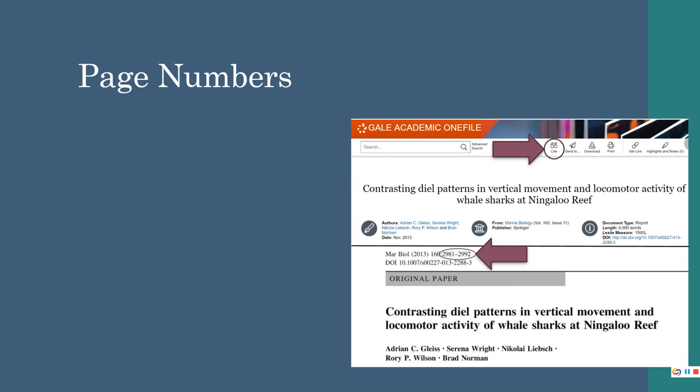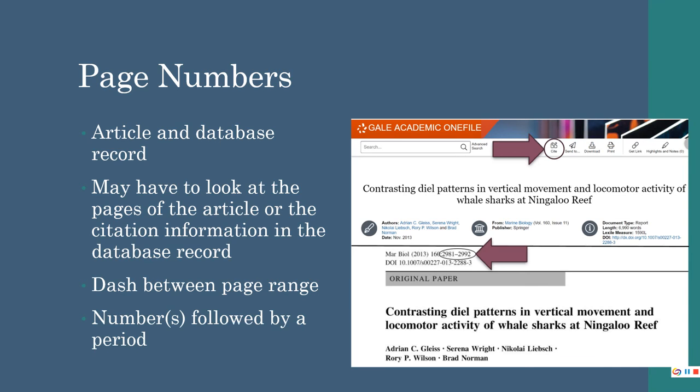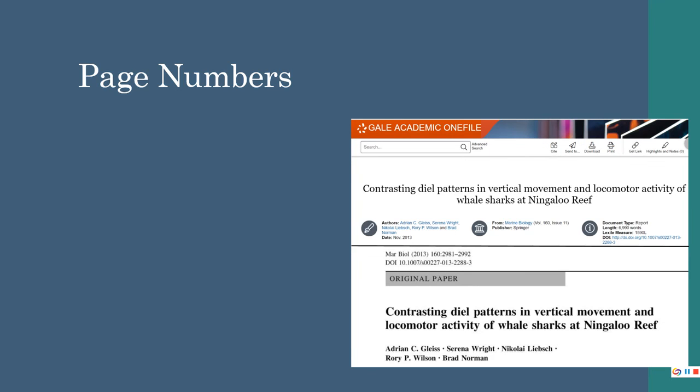Our next piece of information is the page numbers. These can be found either in the article or the database record. You may have to look at all the pages of the article to see the numbers, or you may need to look at citation information from the database to get them. The page numbers are written with a dash between the first and last page numbers. The number or numbers are followed by a period. The page numbers for our article are written as 2981-2992 period.